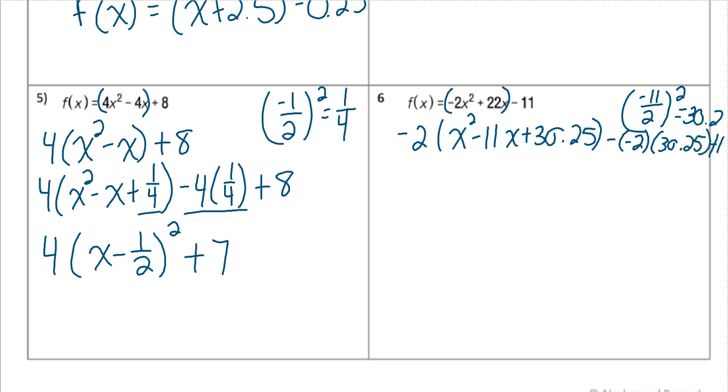So now we got a little long there. All right, so let's factor here. When I factor and square root 30.25, I get x minus 5.5 squared. And when I simplify all that mess at the end, I get 60.5 minus 11. So that's going to give me plus 49.5. So that would be my final vertex form.